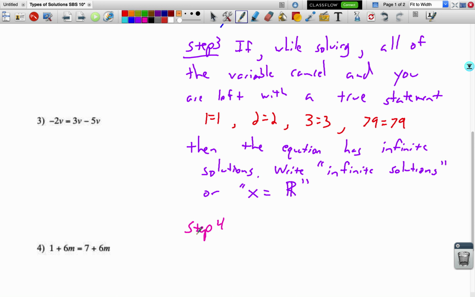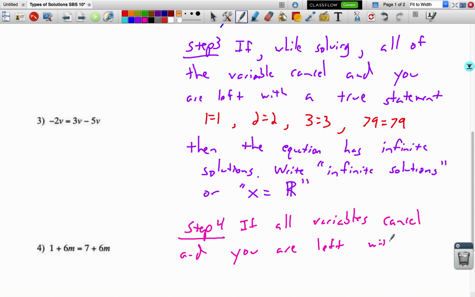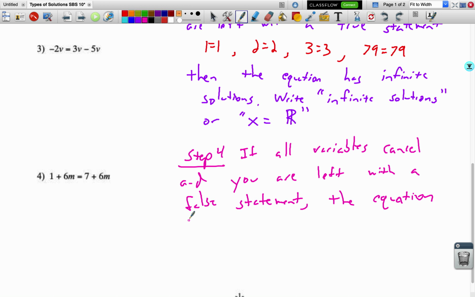All right, and there is another option, step 4. If all variables cancel, and you are left with a false statement, the equation has no solution.